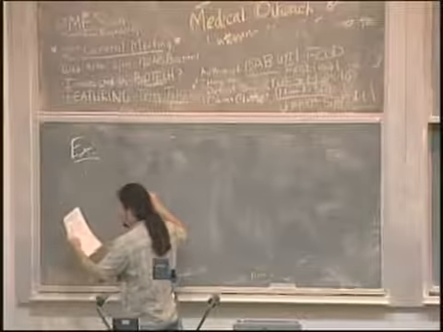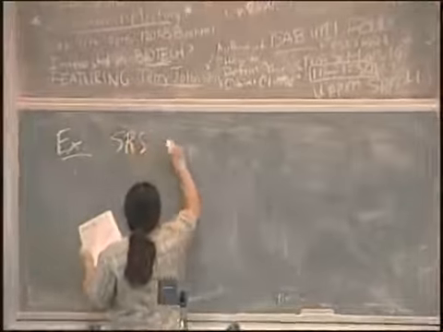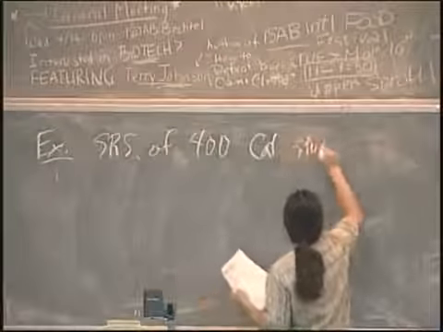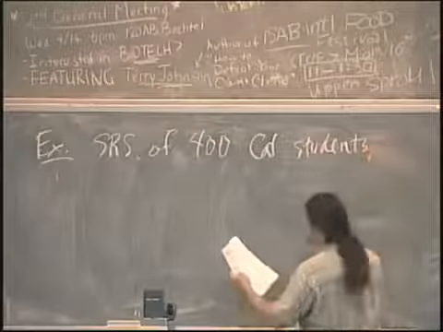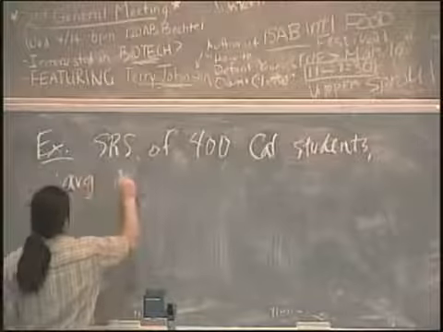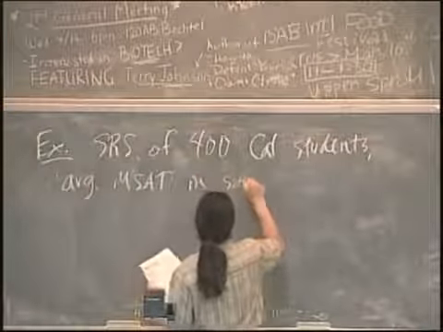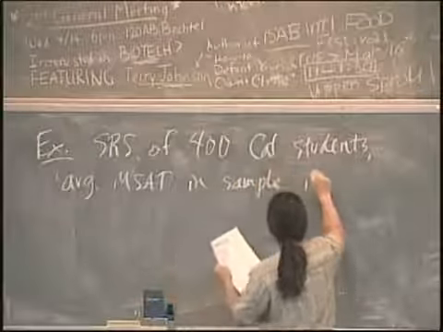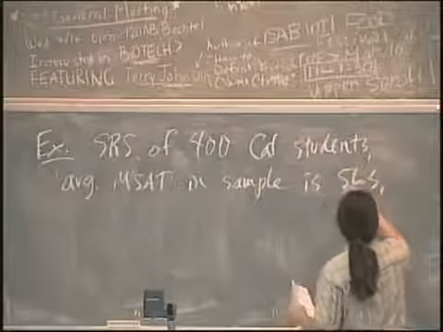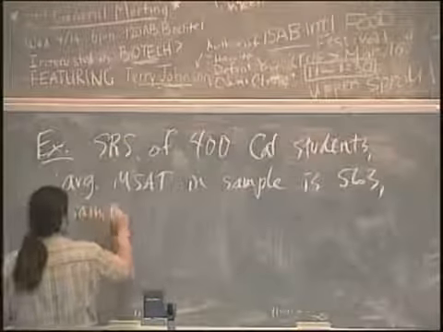suppose that I have a simple random sample of 400 Cal students. And the average math SAT score in the sample is 563. And the sample SD is 90.